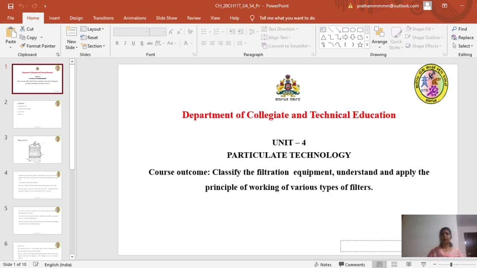Good morning, everyone. We are learning about Unit 4 of Particulate Technology. The outcome of this unit is to classify the filtration equipment and to understand and apply the principle of working of the various types of filters.